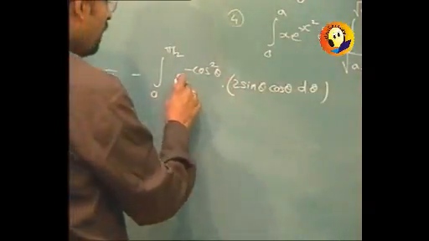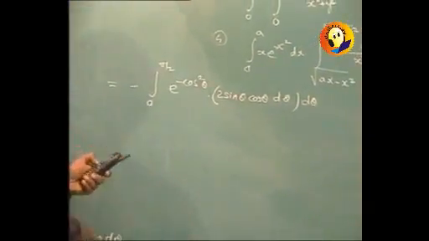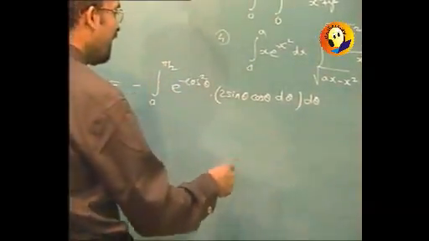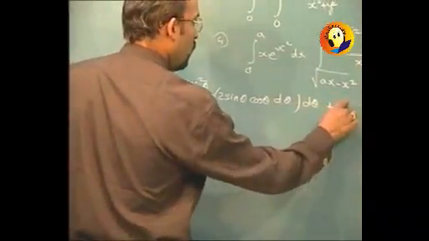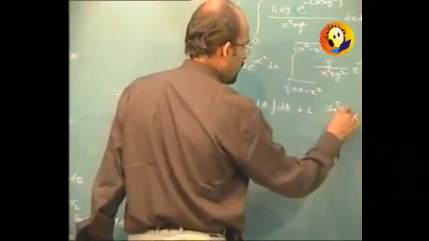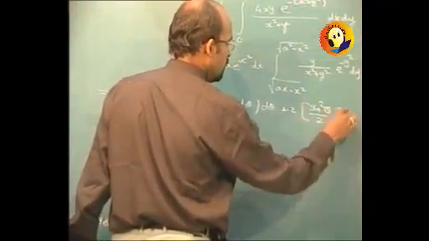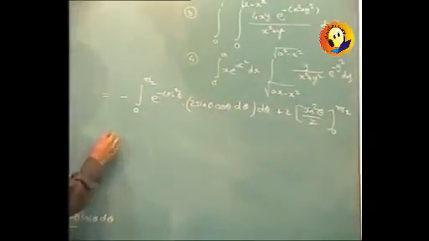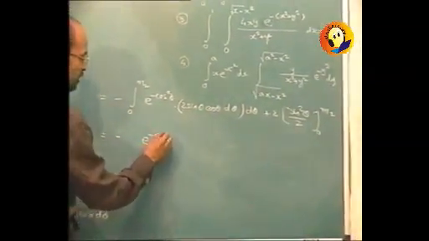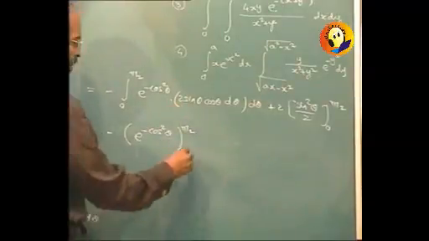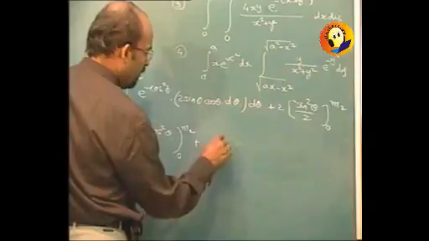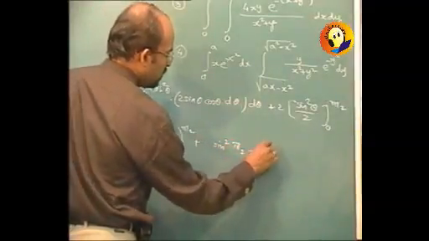So it will be in the form e raised to f theta into f dash theta d theta. And the second one we can directly integrate, because sin theta's derivative is cos theta, so it will be plus twice sin square theta upon 2 between limits 0 to pi by 2. Integration of the first one will be e raised to minus cos square theta within limits 0 to pi by 2, plus when you substitute the limit it will be sin square pi by 2 minus sin square 0.